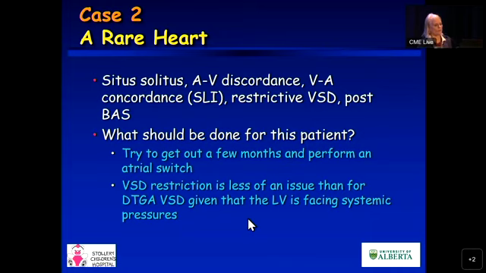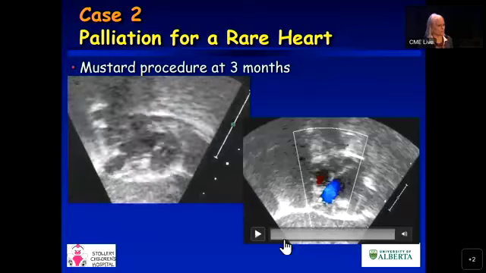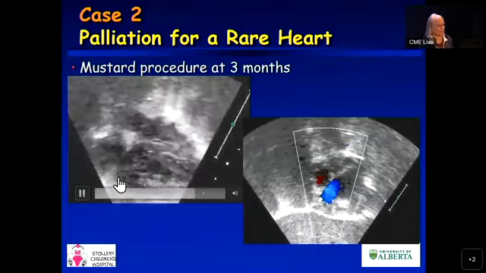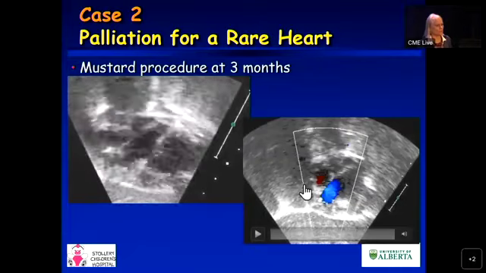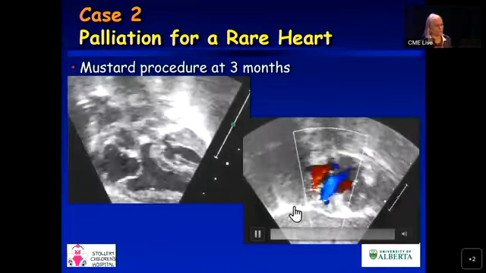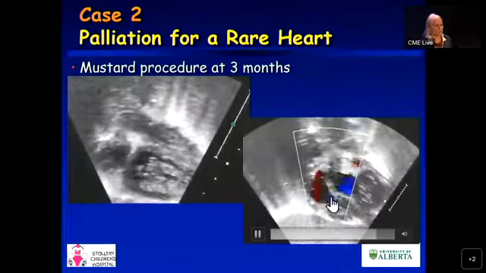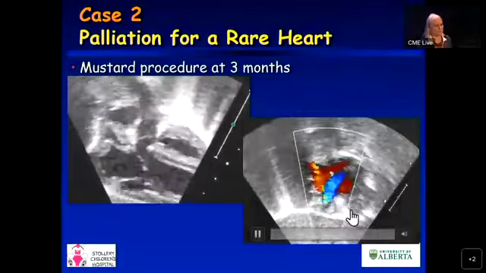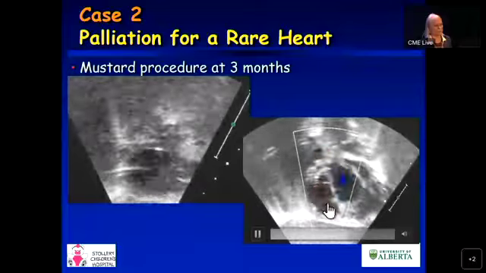And in fact, this little peanut came back. We were a bit worried about the VSD becoming restrictive, but ultimately this baby had an atrial switch, which we're showing here. That was successful at 3 months, and she's still doing quite well. So that's flow from the IVC. You're seeing red flow coming across to the left ventricle on the side from the pulmonary veins.